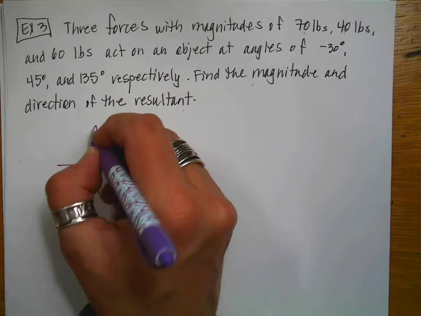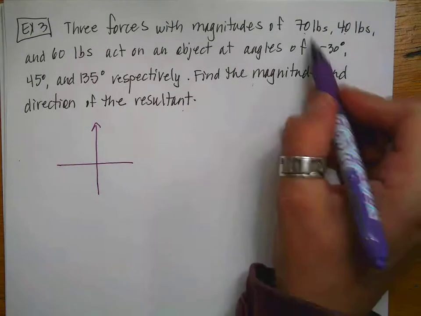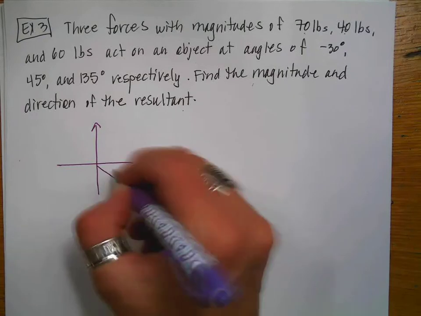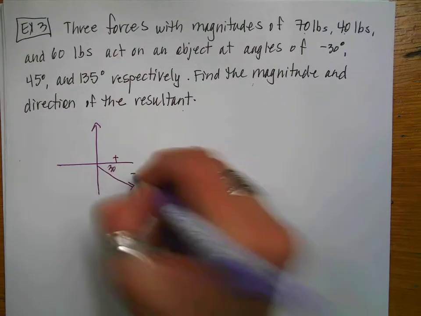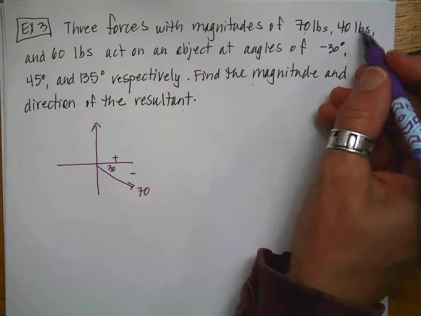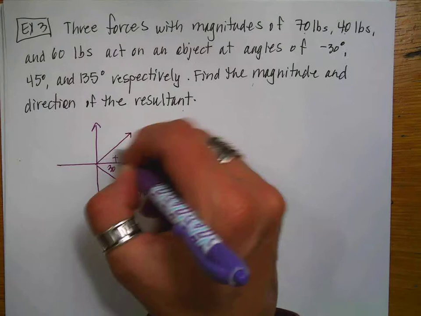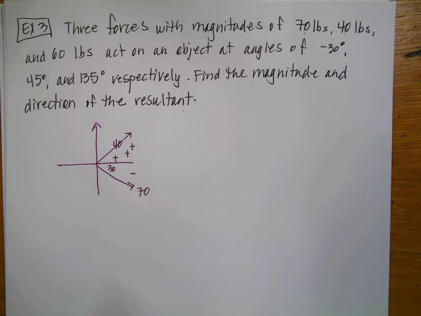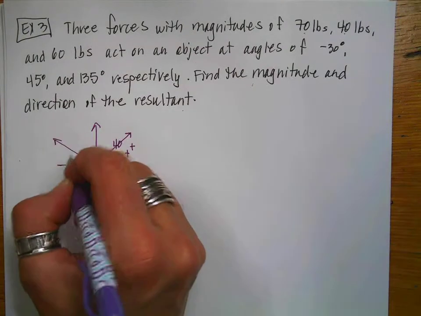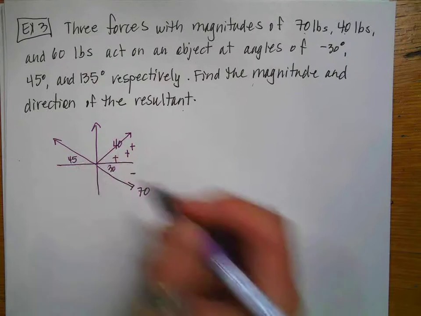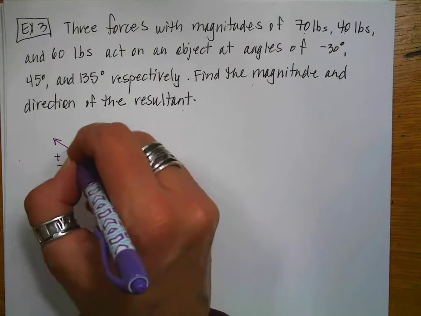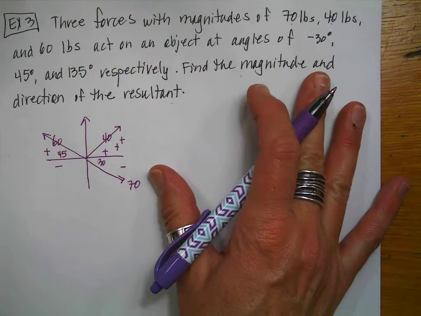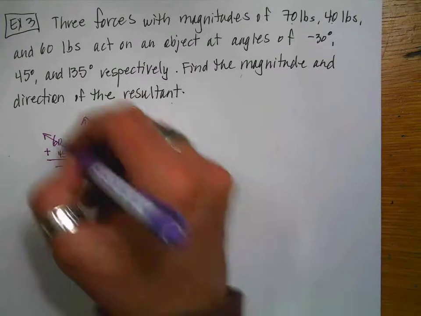So I'm going to split it up into component form, and I think I can get all three of these on the same diagram. So I have 70 pounds at a negative 30 degrees. So here's going to be my 70, and this is the 30, positive, negative. Then I'm going to have 40 pounds acting at 45 degrees. So here's my 40 pounds, and he's positive and positive. And then my 135 is over here. The complementary angle is going to be 45, negative, positive, and this one is my 60. Okay? So now I'm going to break them down into component form.